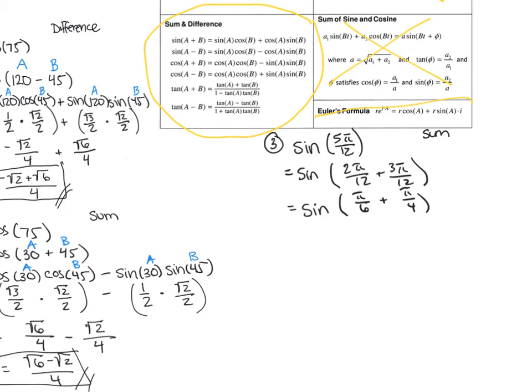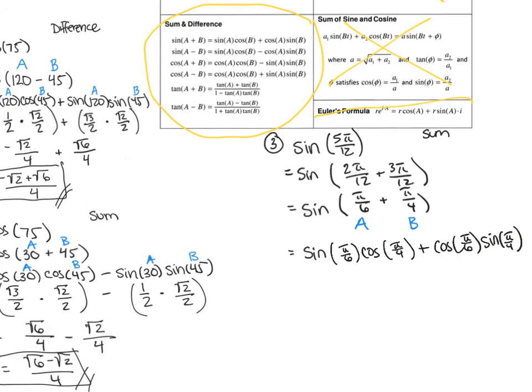So if you kind of have to guess and check a little bit with your sum and difference, play around with those degrees or radians, finding things that add or subtract to the specific angle, that's okay. So anyway, we get to here and we have our angle A and our angle B. So when we do our sine sum identity, that's going to be sine of pi over 6 times cosine of pi over 4 plus cosine of pi over 6 times sine of pi over 4.